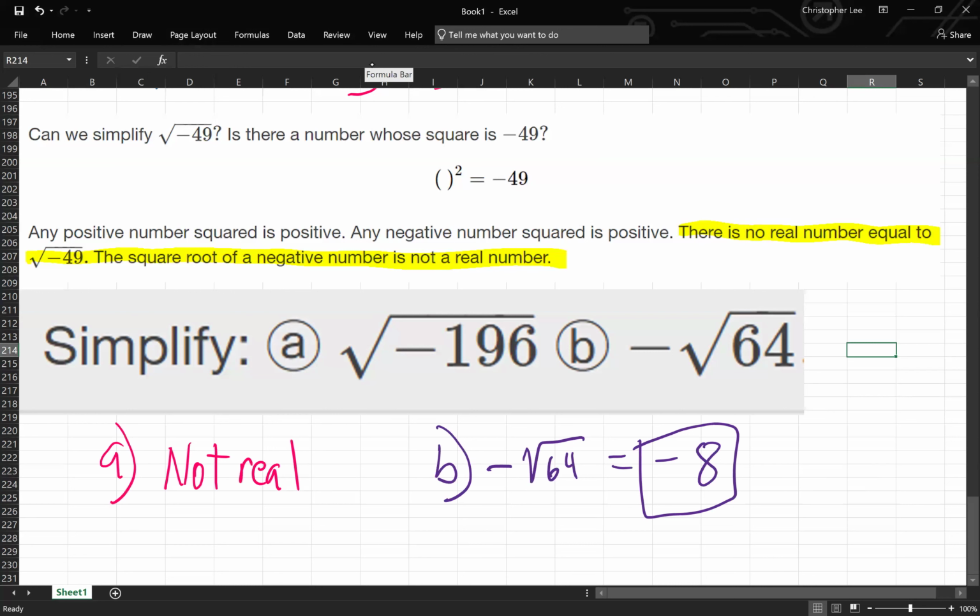Wait, one question. What's the difference between those two? I know that a negative is outside and the other one's inside, but how do you work that? So if the negative is on the inside, all you need to write is that the answer is not real or it doesn't exist. But if the negative is on the outside, it exists and then you have to simplify the radical.